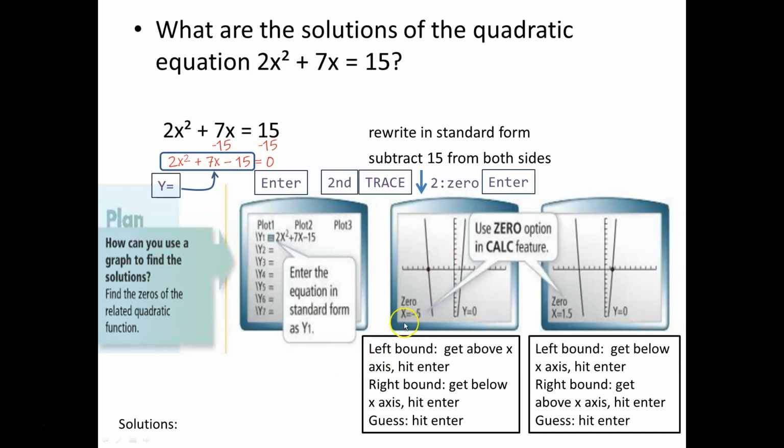Now, when it says left bound with a question mark, hit the left arrow one time, then hit enter. I know this says get above the x-axis, but this method will be the same if you're working on this point or this point. Now, once you've hit the left button and hit enter, it should say on your bottom down here, right bound with a question mark. So you're going to hit your right arrow 2 times and then hit enter.